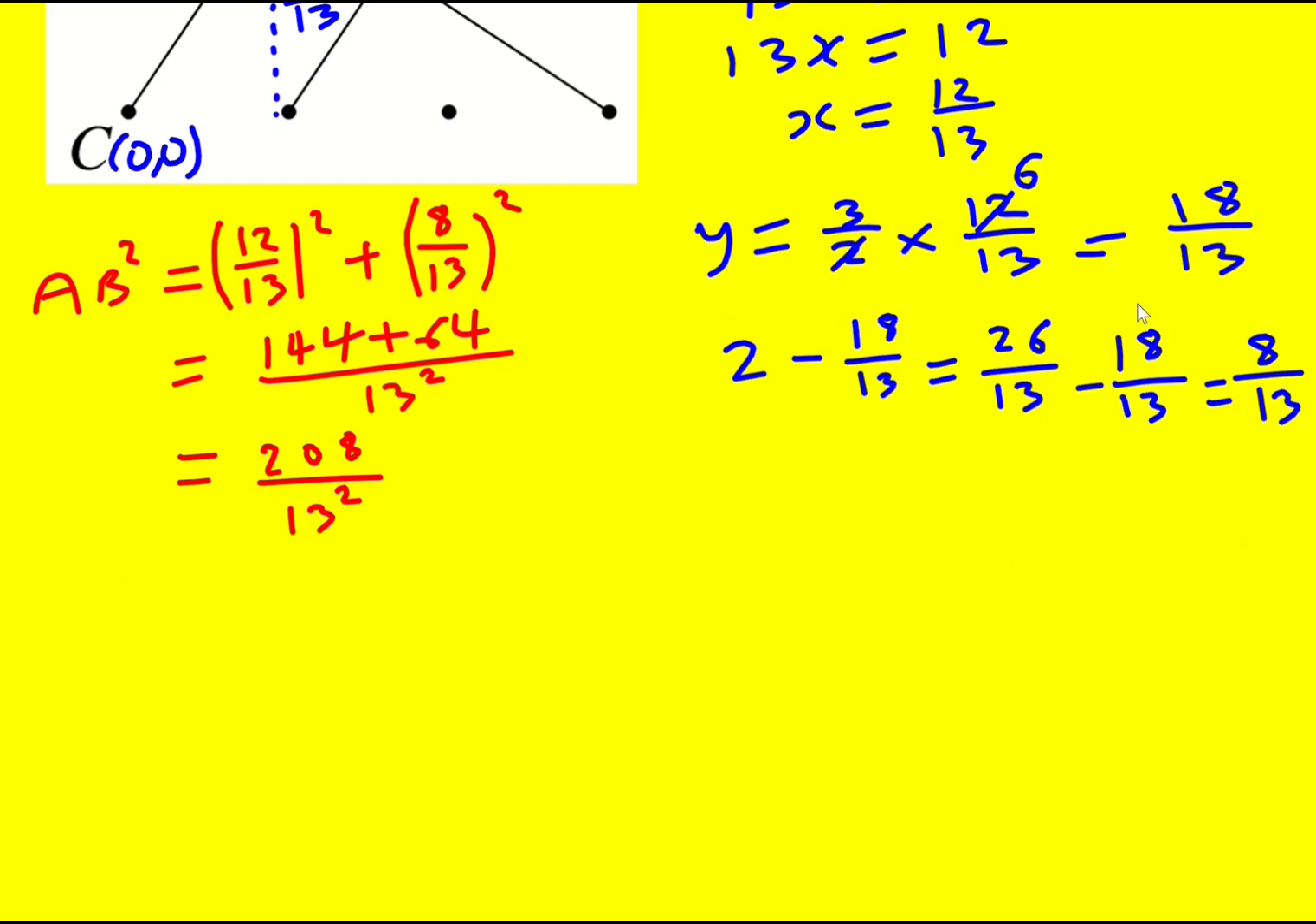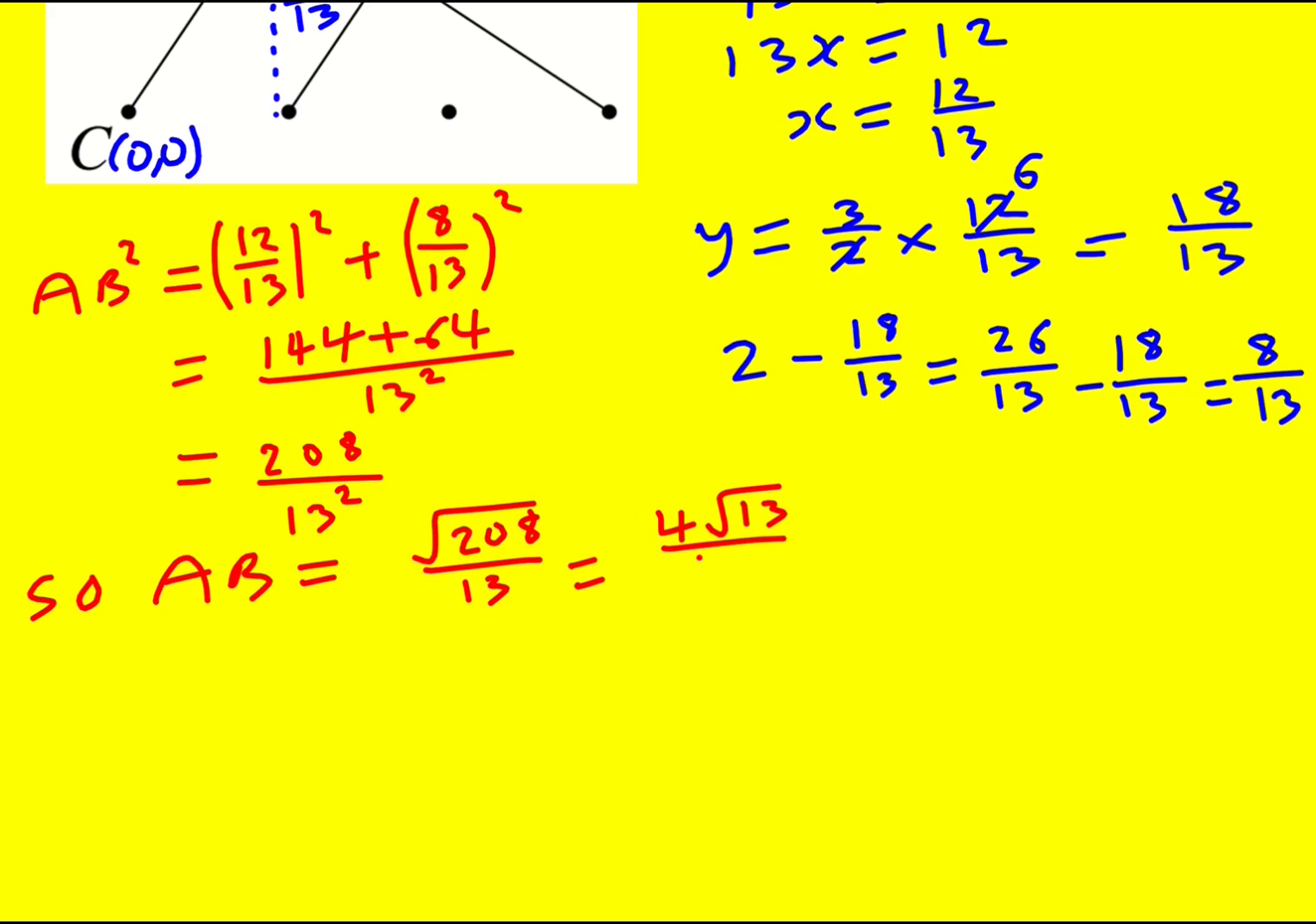So 208 can actually be written as 16 times 13. You have to figure that out. And you can write it as 4. Oh, sorry, 4. I haven't rooted it yet, have I? So AB is equal to root 208 over 13, which is 4 root 13 over 13.